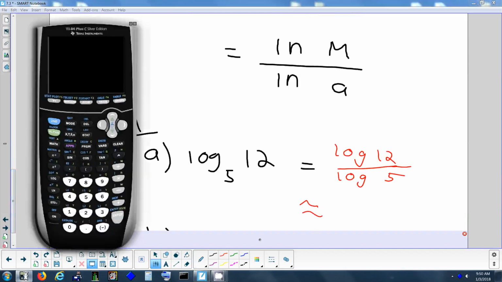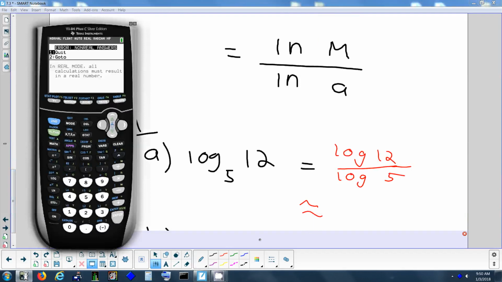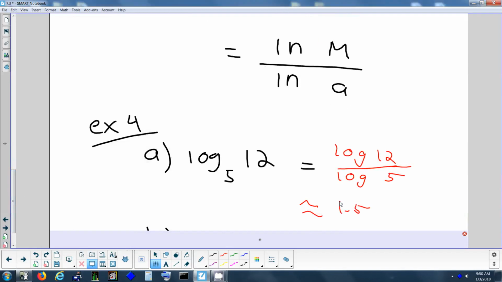So now to figure out log base 5 of 12, just type that in on your calculator. Log 12. Make sure you close the parenthesis. That's important. Divided by log 5. Okay, 1.54. Okay, these are probably some of the easiest calculations we'll do all week. You just have to rewrite it, type it in. That's it.